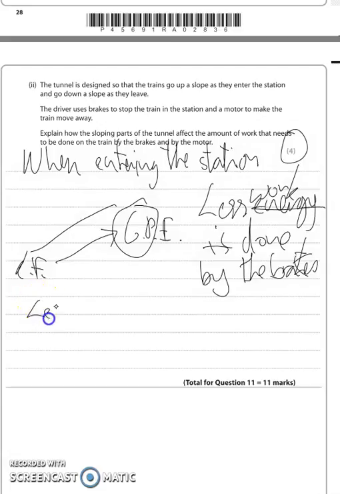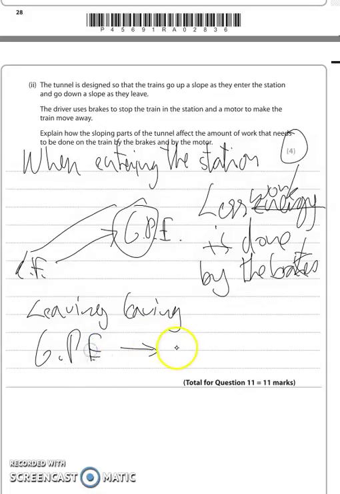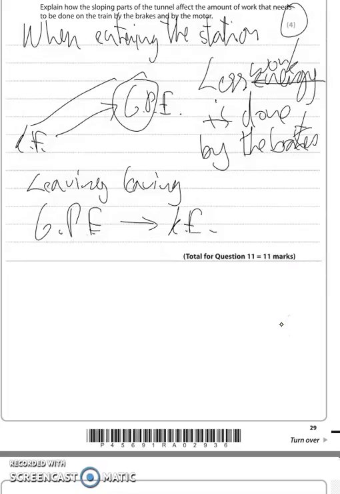When leaving, we're looking at the motor. So now we can transfer that energy back from GPE to KE. So less work is done by the motor to accelerate the train, or less force is needed.